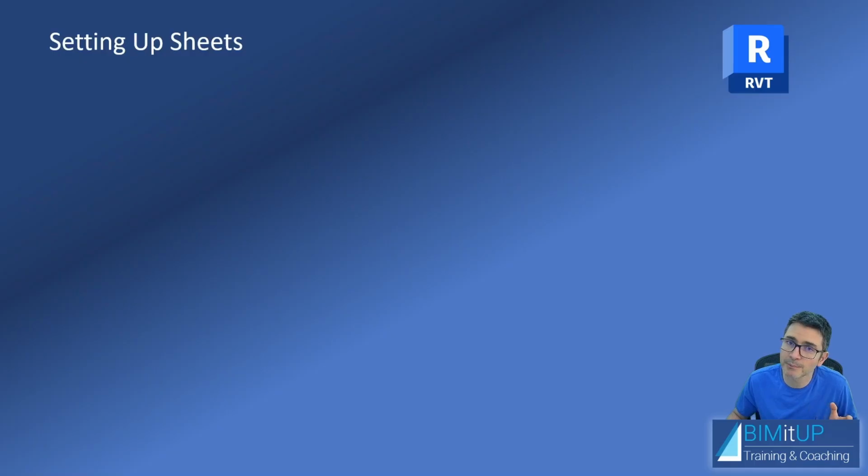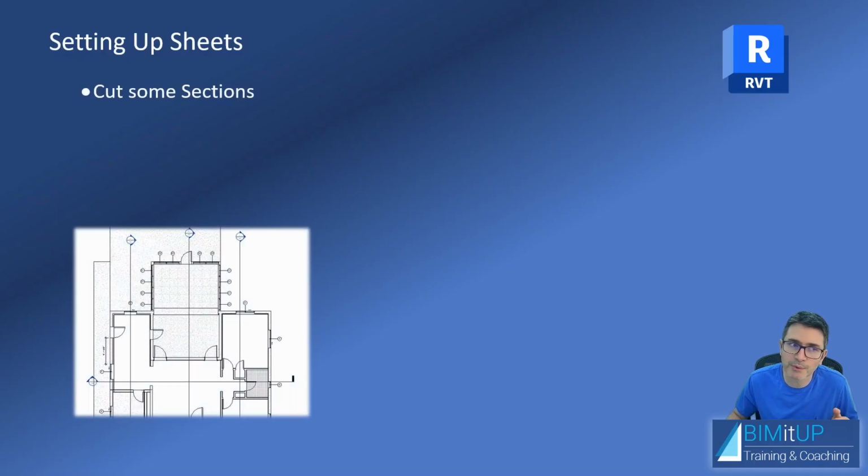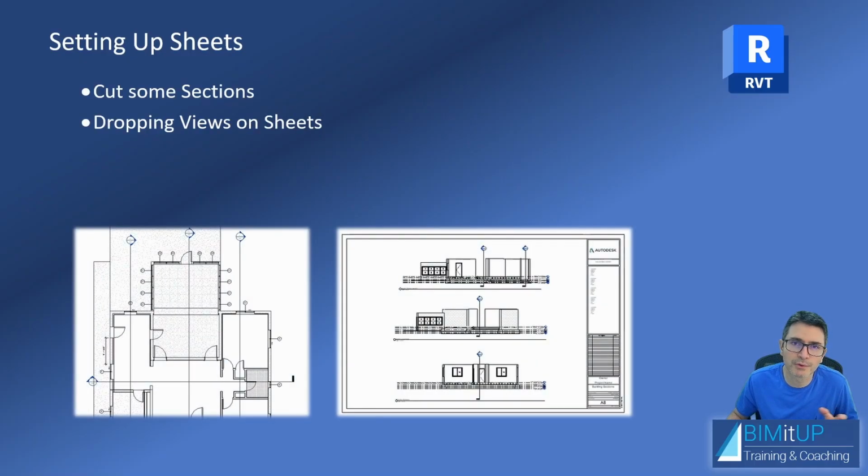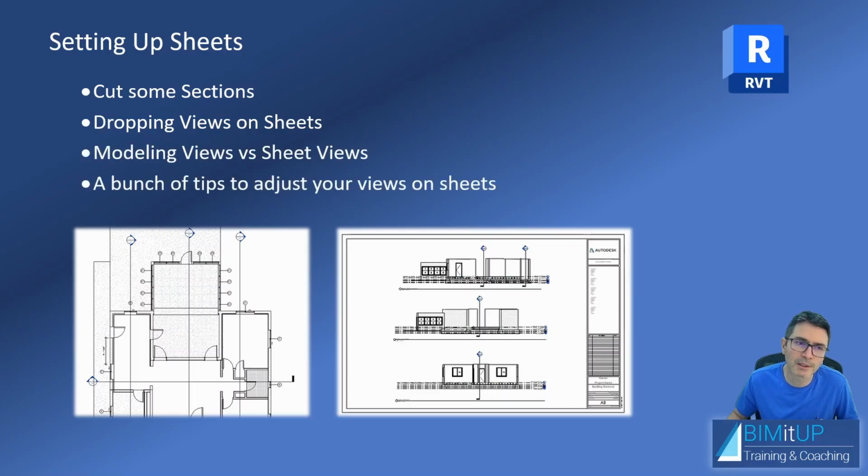Today we're going to be setting up some sheets. We're going to cut some sections through the model. I'm going to show you how to drop views on sheets. I'm going to briefly talk about modeling views versus sheet views, and I'm going to give you a bunch of tips to adjust those views within your sheet.